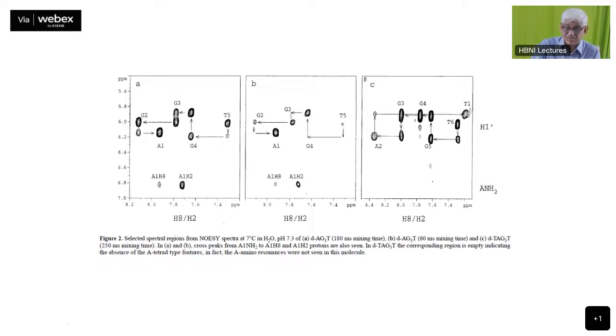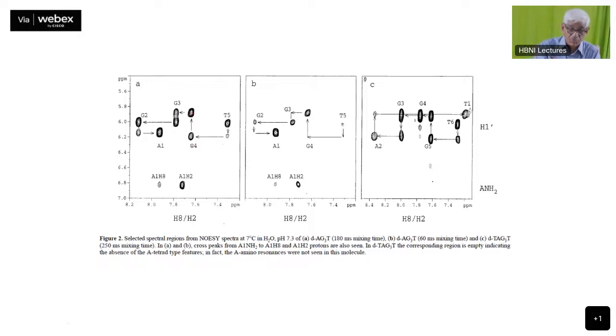So the assignment of this spectrum is pretty simple here. The H8, H2 to the H1 prime, and all of these H1 prime correlations can be identified as I described to you before. A1 can be easily identified. A1 shows only one peak in the H1 prime area because there is nothing above that. Then you see 1 to 2, 2 to 3, 3 to 4, 4 to 5. Very easy to identify. All five are clearly identified.